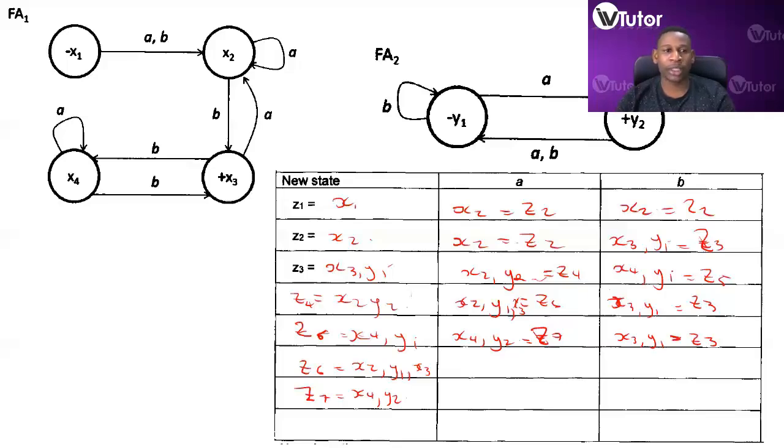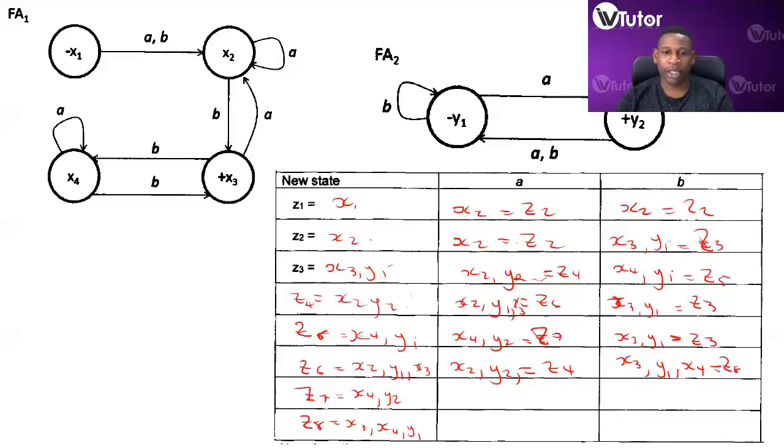If you are in X2 encountering A, you stay in X2. If you are in Y1 encountering A, you go to Y2. If you are in X3 encountering A, you go to X2, so your X2 Y2 is given by Z4. If you are also now in X2 encountering B, it leads you to X3. Y1 encountering B, you stay in Y1, so X3 Y1 is catered for anyway. Then X3 encountering B, you go to X4. X4 Y1 we don't have, so Z8 would be X4 Y1. So this is Z8.